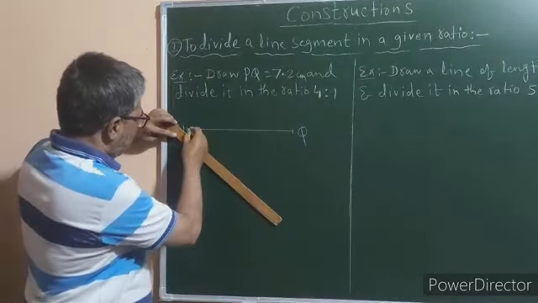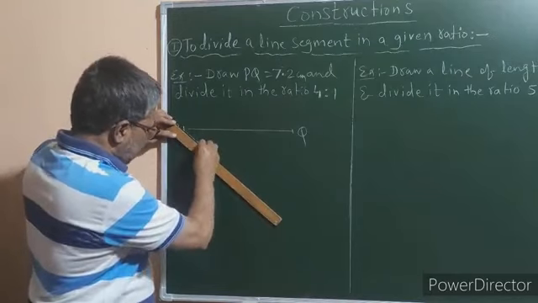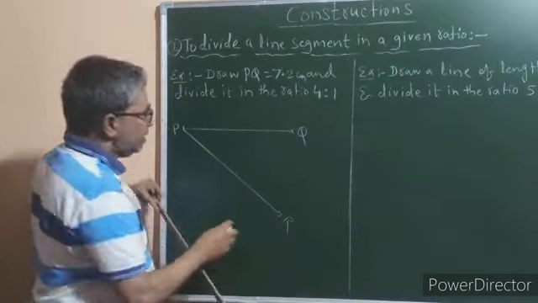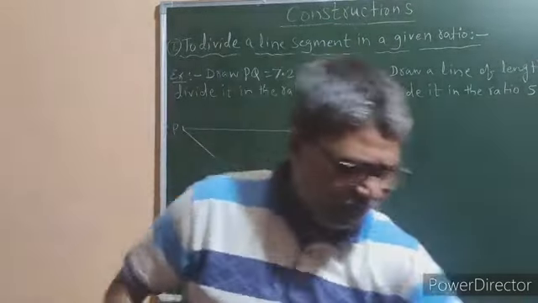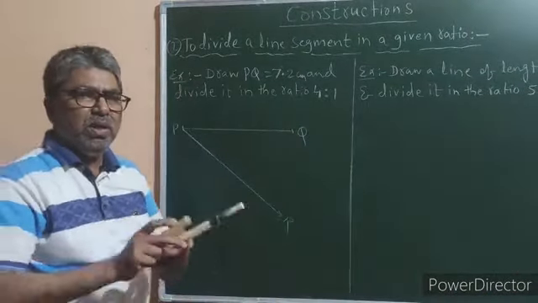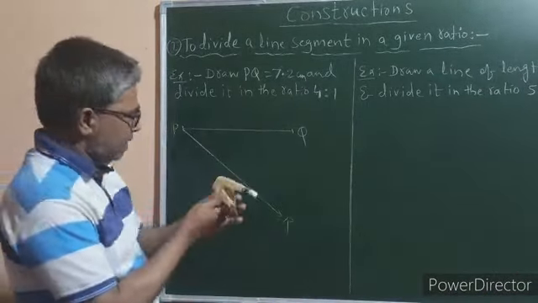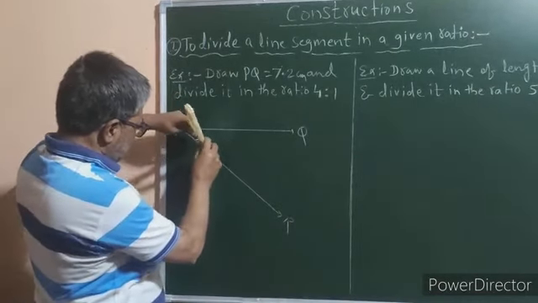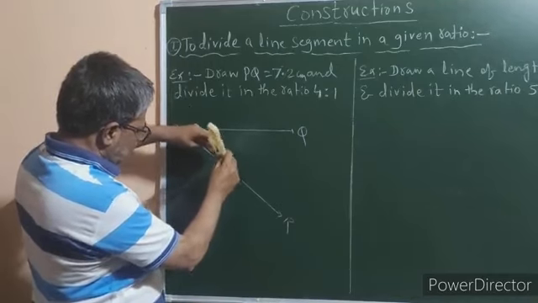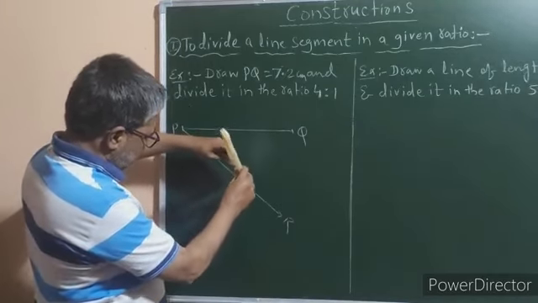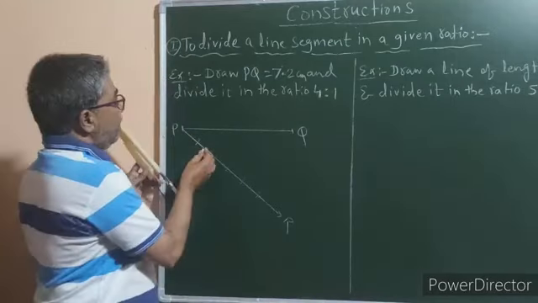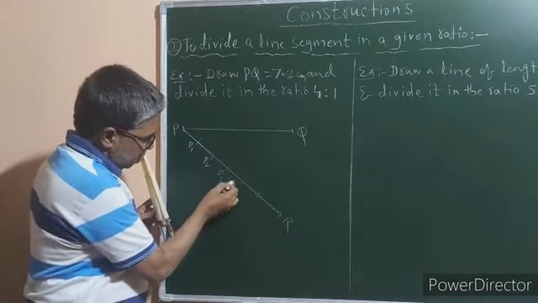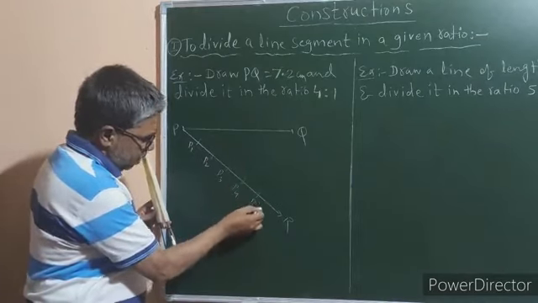Draw a ray forming an acute angle with P towards down. Call this point as R. Now add the terms of the ratio. 4 plus 1 will be 5. By taking suitable distance on compass, you cut the ray 5 times to get 5 points. 1, 2, this is 3, this is 4, and this is 5. You name them as P1, P2, this is P3, this is P4, and lastly P5.